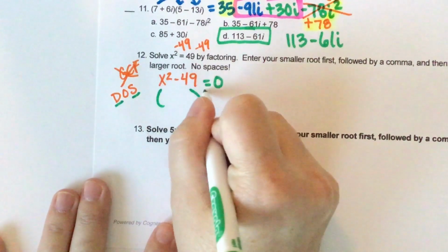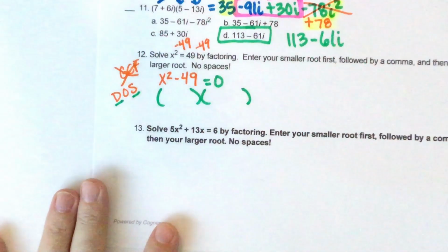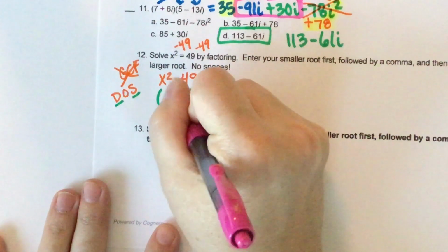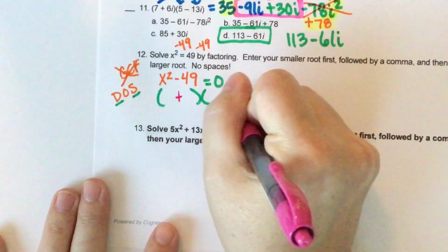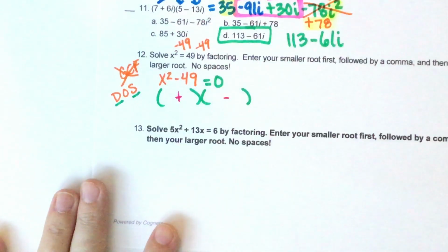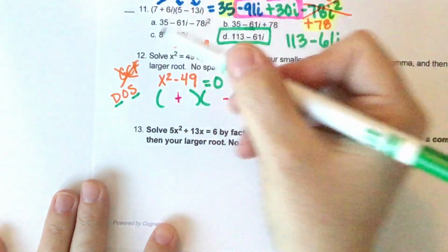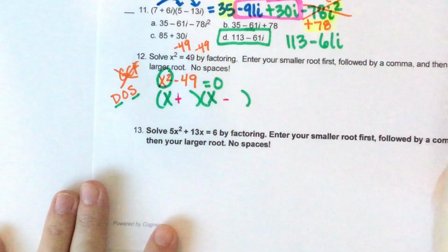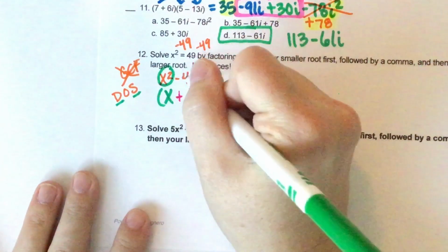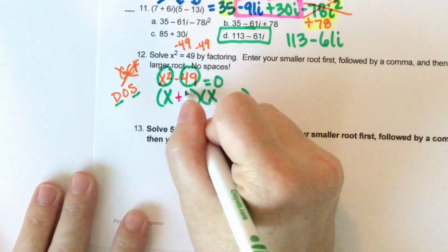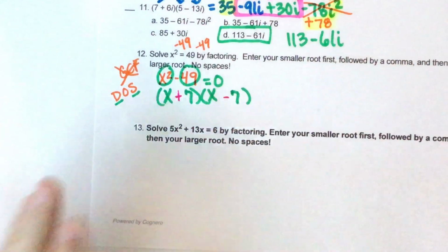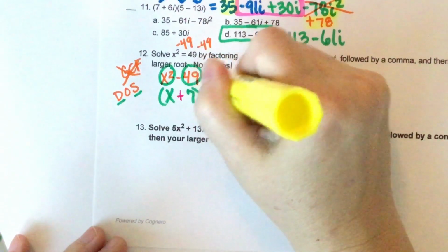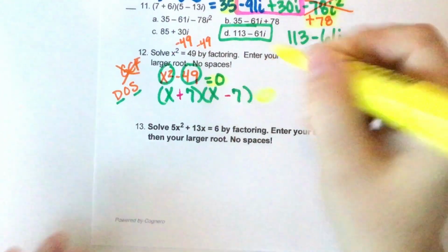Every time you have a difference of squares, you set up two sets of parentheses. One gets a plus, and one gets a minus. And then you take the square roots. The square root of x squared is x, because x times x is x squared. And the square root of 49 is 7, because 7 times 7 is 49. And then this equals 0 that we have going on, I need to bring it down.